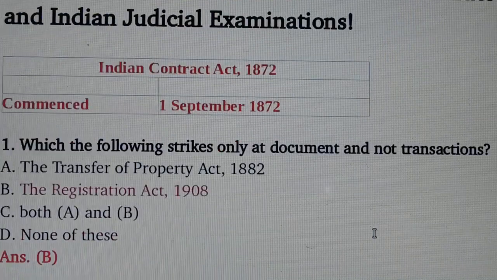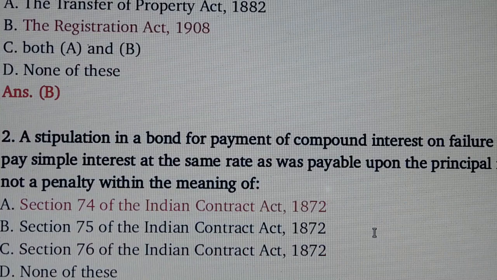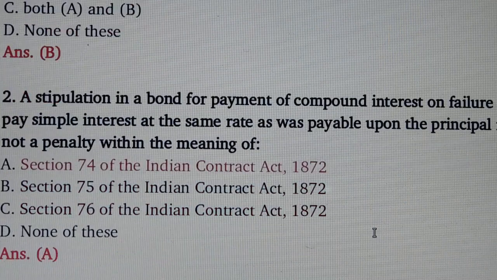Question number 1. Which of the following strikes only at document and not transactions? Answer is option number B, the Registration Act 1908. Question number 2. A stipulation in a bond for payment of compound interest on failure to pay simple interest at the same rate as was payable upon the principal is not a penalty within the meaning of. Answer is option number A, section 74 of the Indian Contract Act.